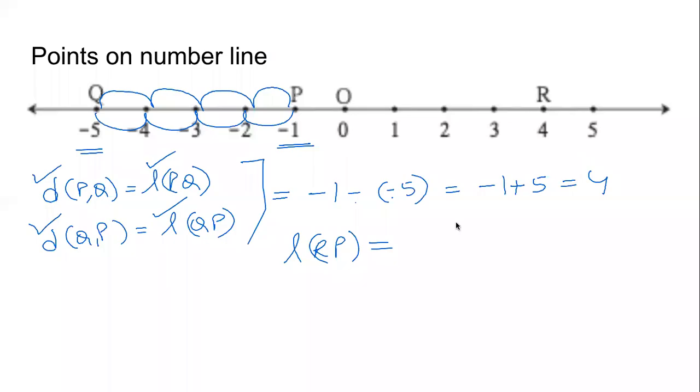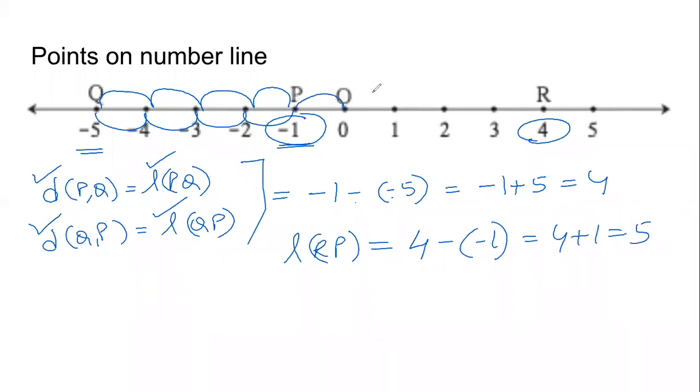If you pay attention to the screen, if you have to find the length of the line segment RP, R is with the coordinate 4, P is with the coordinate -1. R is on the right hand side, so the coordinate of R is bigger. So bigger coordinate minus smaller coordinate. This becomes 4 plus 1 equals 5. You can check 1, 2, 3, 4, 5.